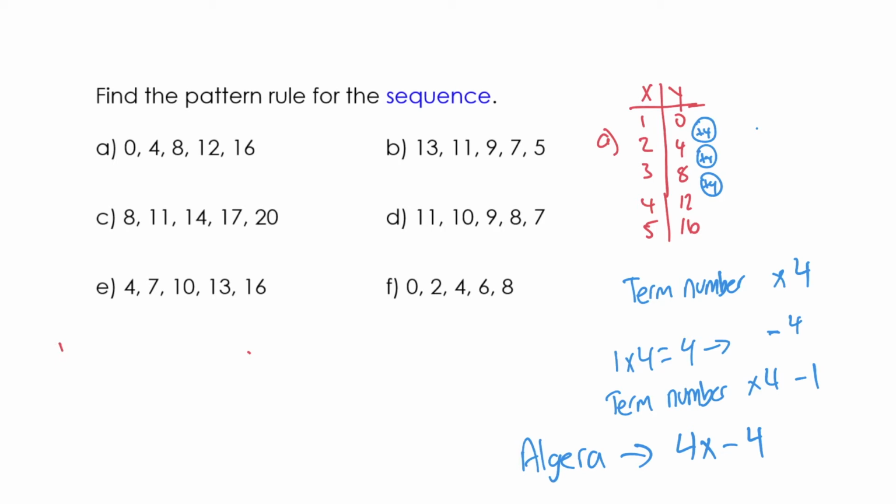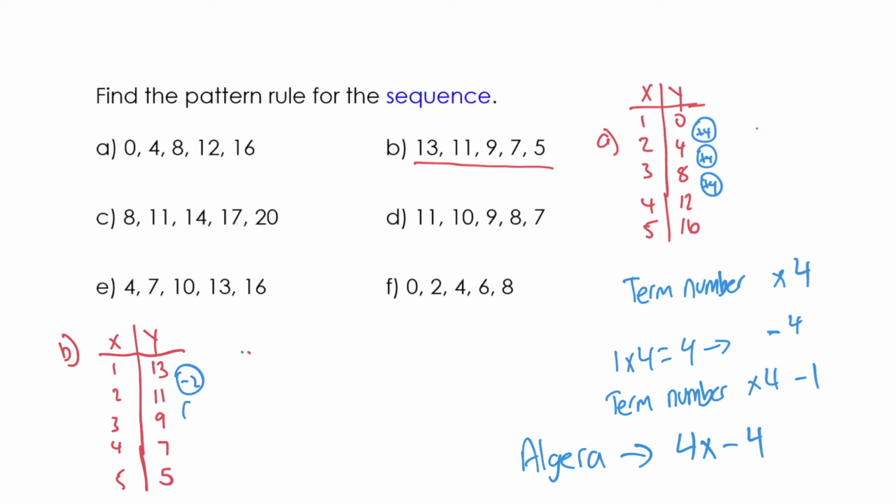Let's look at B. Create your xy. And all the numbers here are your y's. 13, 11, 9, 7, 5. And here's 1, 2, 3, 4, 5. So now you have to find the gap. The gap here is minus 2.